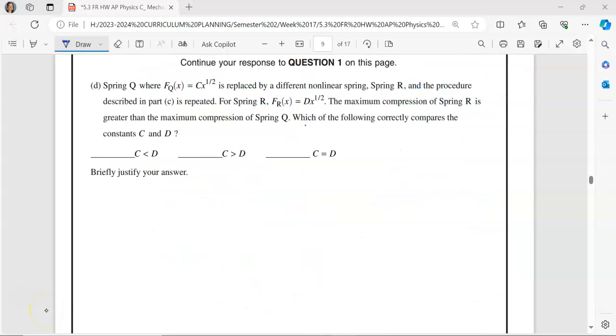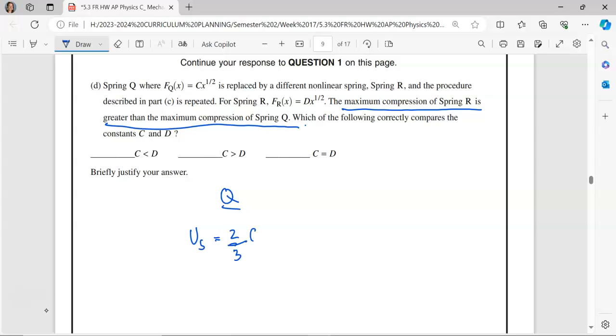Okay, so they're telling us in this one the max compression of spring R is greater than the max compression of spring Q. So let's go ahead and compare the spring energy equation. So for spring Q, we know that is going to be essentially 2/3 upon integrating, c x to the 3/2. And for R, spring energy is going to be 2/3 d x to the 3/2. Okay, we know those have to be equal because of conservation of energy, comparing the same.